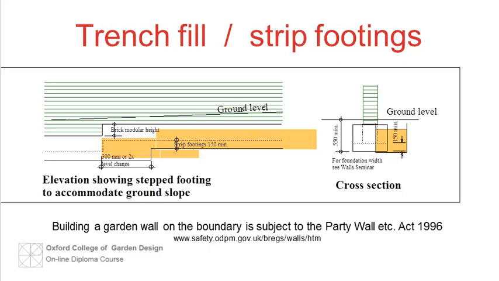Look at the section on the right of the screen. This shows by dotted line the shape of traditional footings. On the left is shown a long section of the overlap of two levels to accommodate sloping ground.